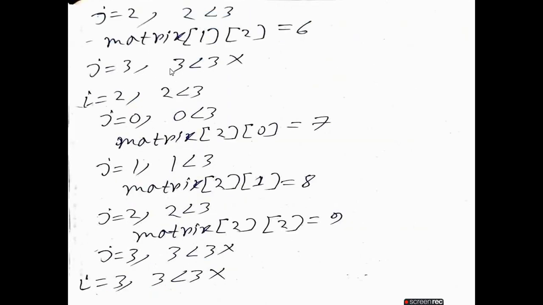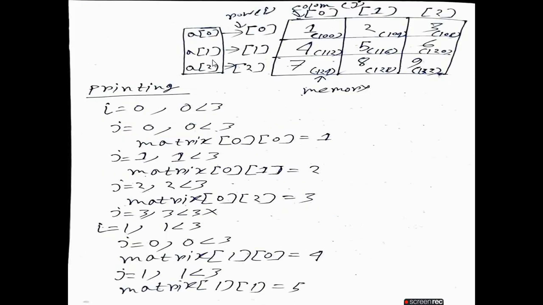Okay. Increment j, 3 is not less than 3. Stop. So we have successfully displayed row number 1. Next we go to increment i, which means now we would like to display the row number 2 elements. For this we increment the i value. That means i controls the row, j controls the columns.